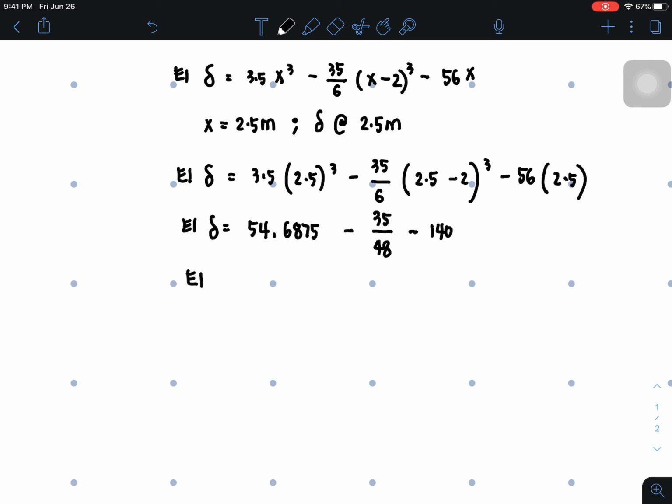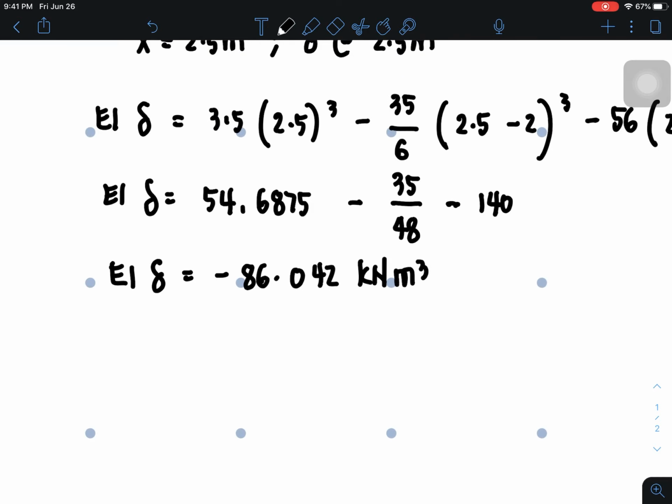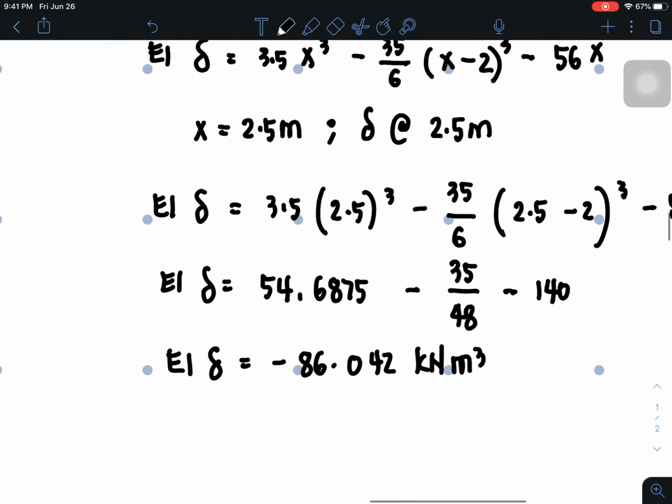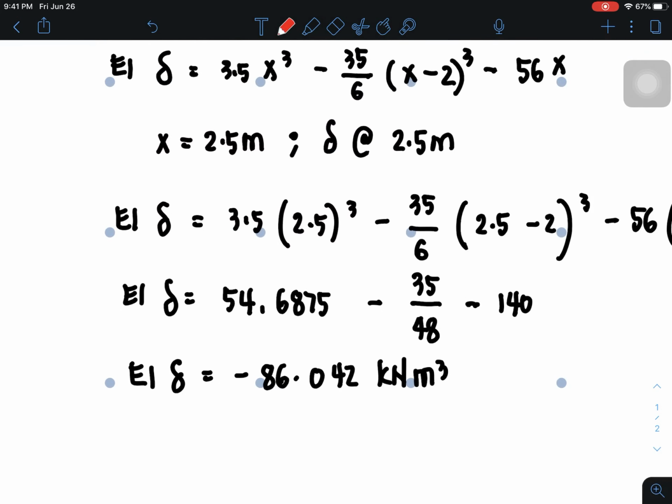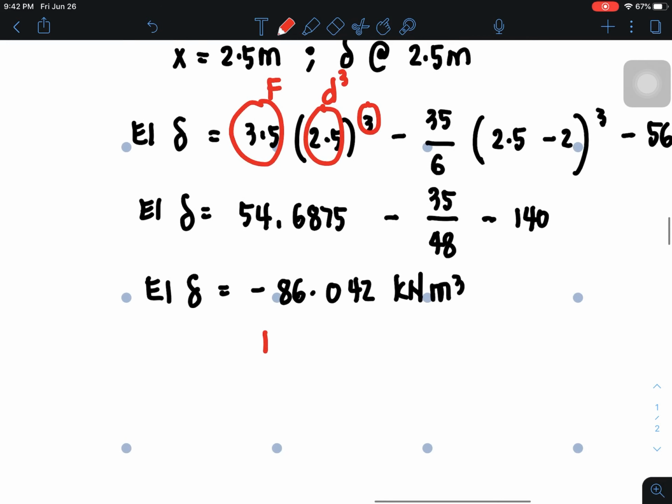So this is EI times deflection, and that is negative 86.042 kilonewton cubic meter. Why is the unit kilonewton cubic meter? Because this term here is the force, this term here is the distance, and this is the power of cube. The unit of force is kilonewtons, the unit of distance is meters, and it is cubed. That's why that is the unit.